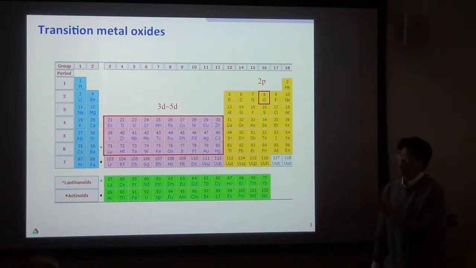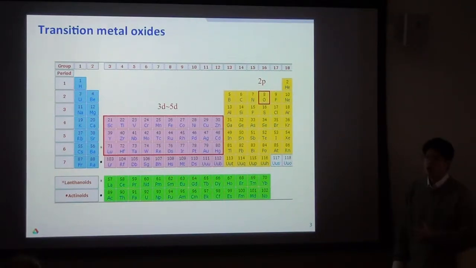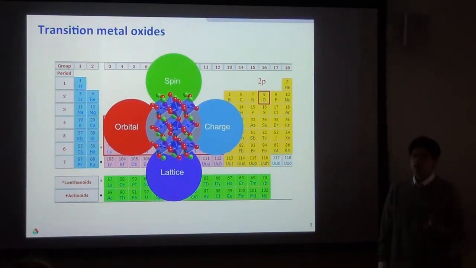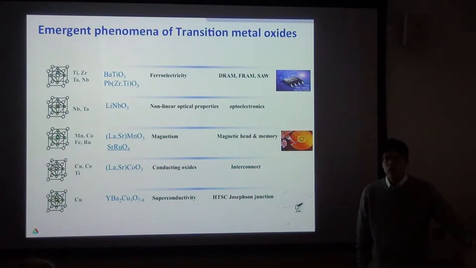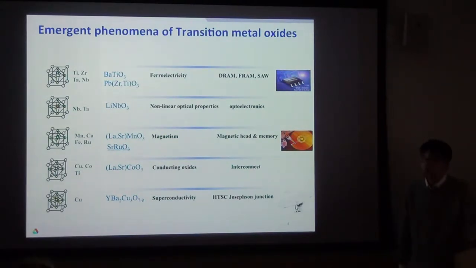So here is our Lego block to play with. I recommend the transition metal from 3d to 5d element and the oxygen. The reason is that they have a lot of internal degrees of freedom, like spin, orbital, charge, and lattice. So they are strongly connected with each other, so eventually you can expect the transition metal oxide gives us various functionality like emergent phenomena.